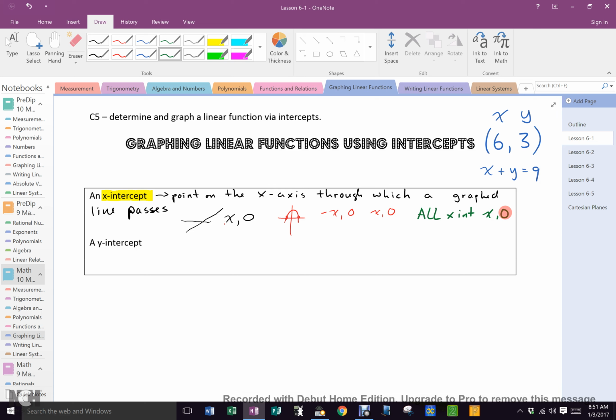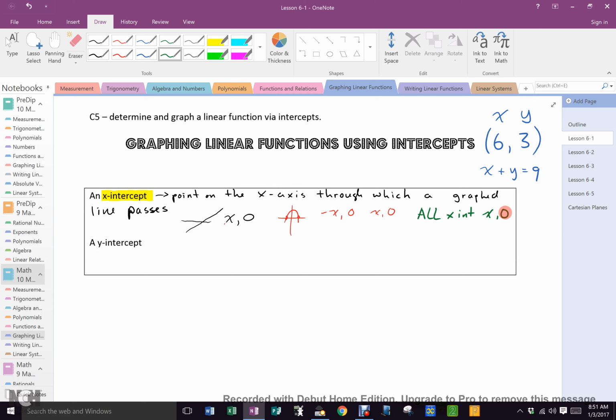What did I do with 6 and 3? Put it in there. So what do I do with x and 0? Put it in there. What will x become? No, x will be x. What will y become? 0. 9 plus 0 is 9, right? Then we would solve it, right? And x would equal 9. So what would I write there? 9. Meaning the x-intercept of that graph is 9 comma 0.